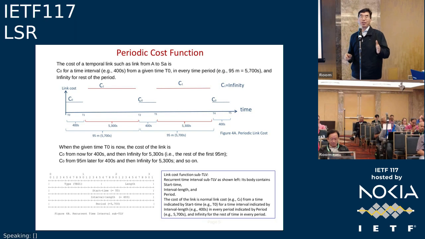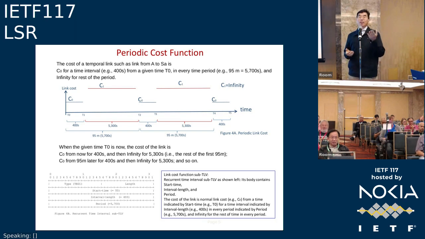From t0, the link is up for 400 seconds, and then down for 5,300 seconds, and then for the next period, the link is up for 400 seconds, and then the link is down for 5,300 seconds, and so on. So this is the periodic cost function.